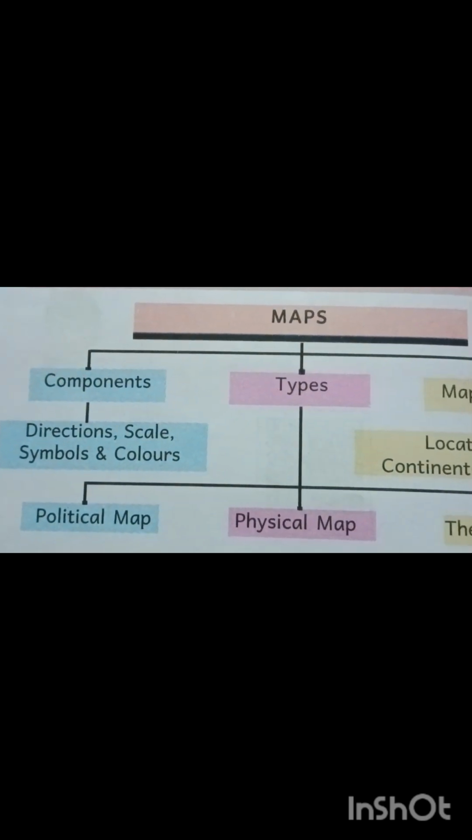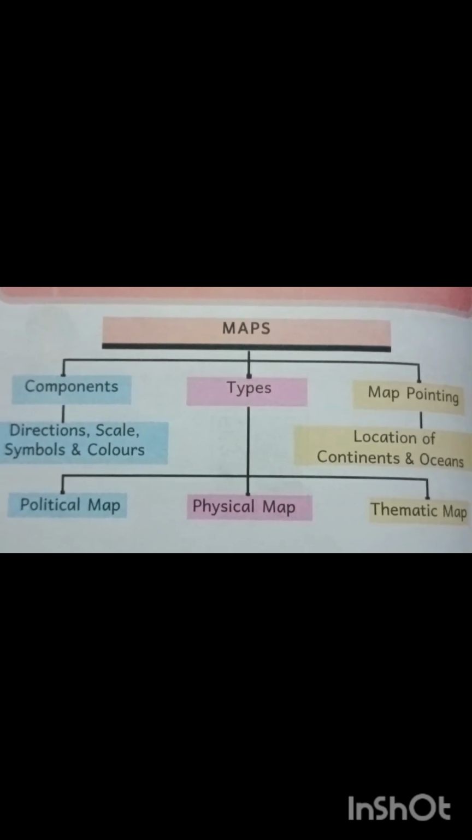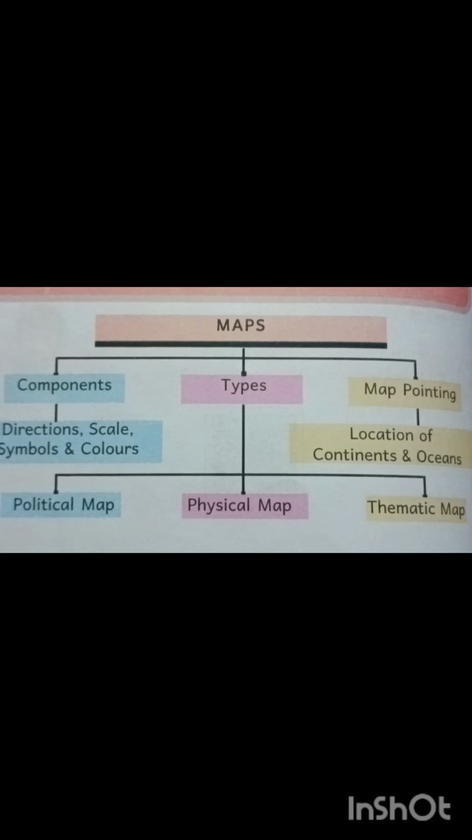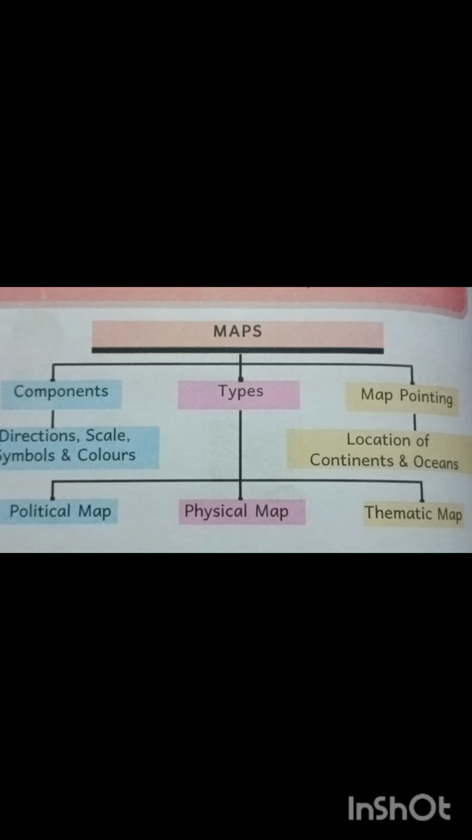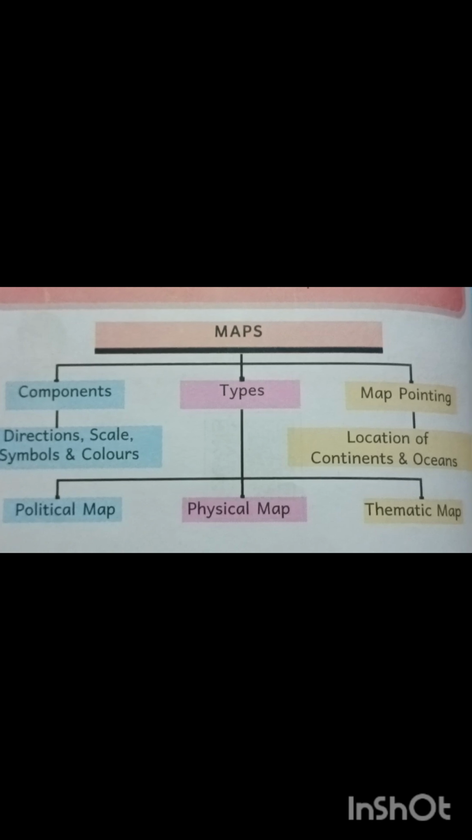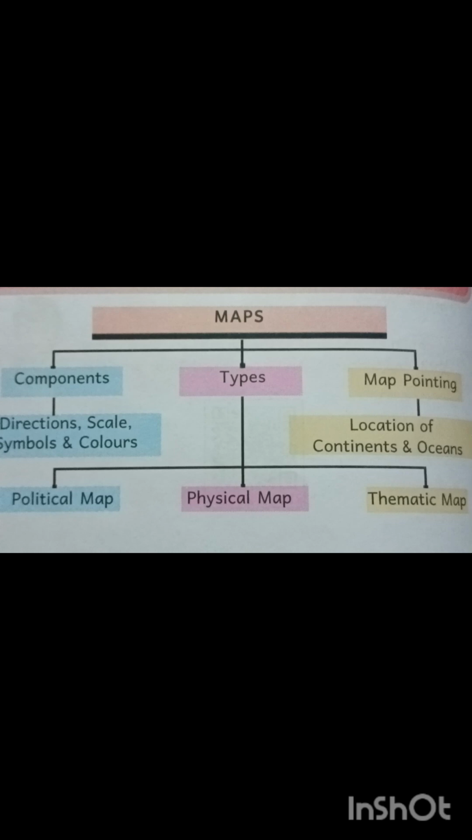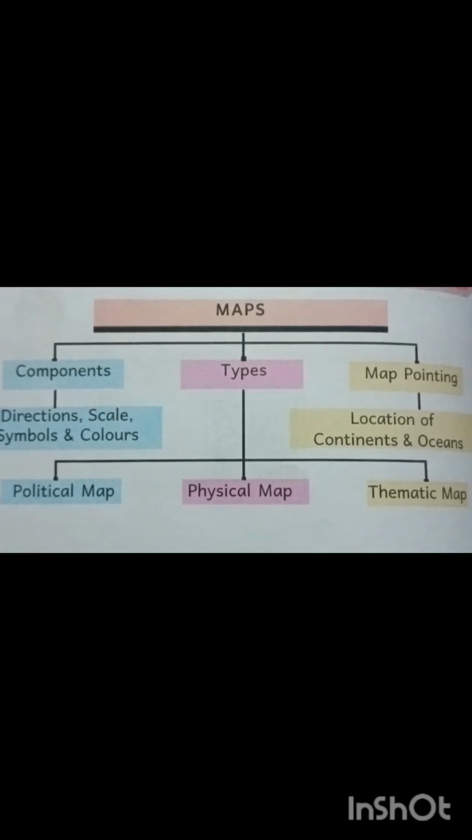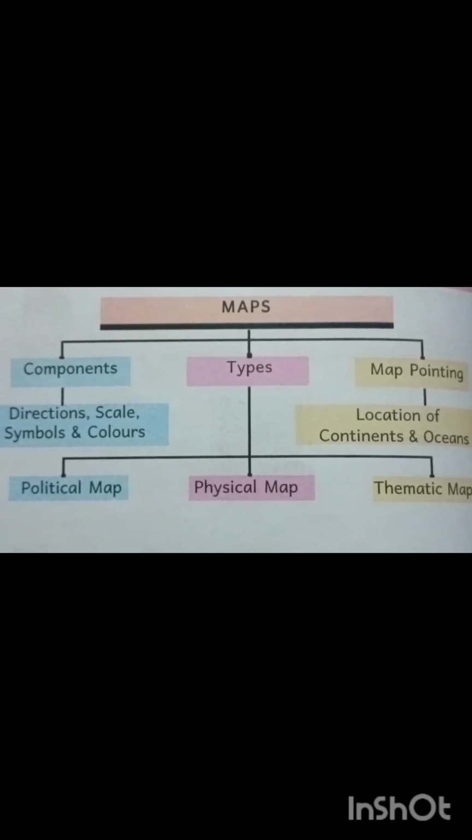Now we are going to know about some of the important things in this part. Mind map. You have to observe here. Maps and types of maps. Types of maps we can see: political map, physical map, and thematic map. Another one also we have here, that is called historical maps.